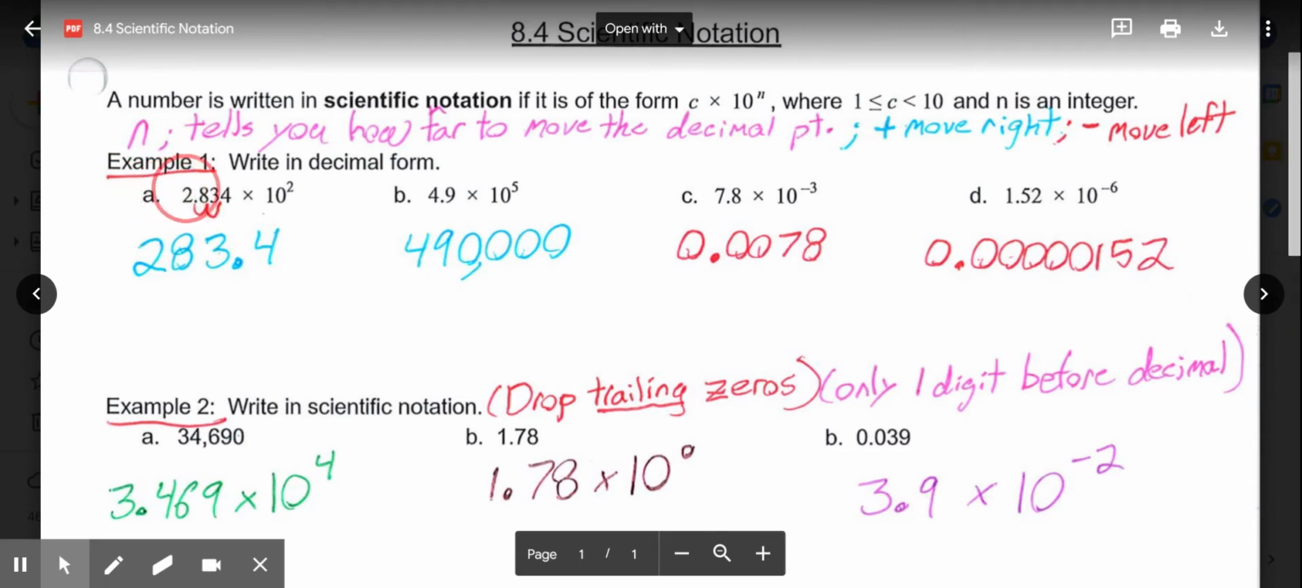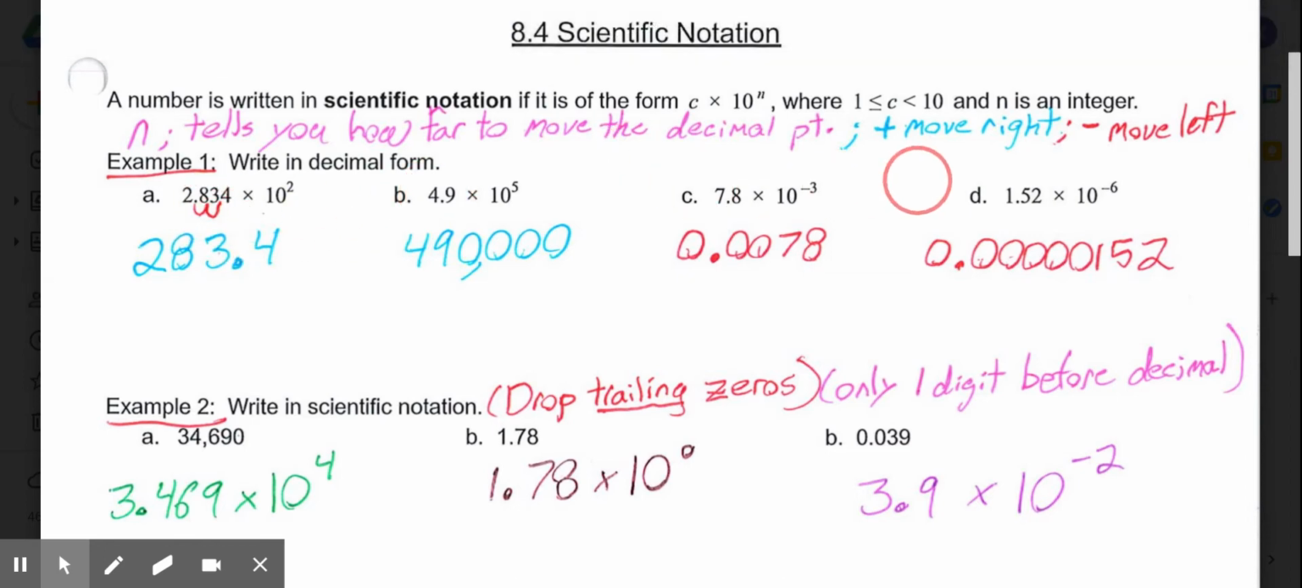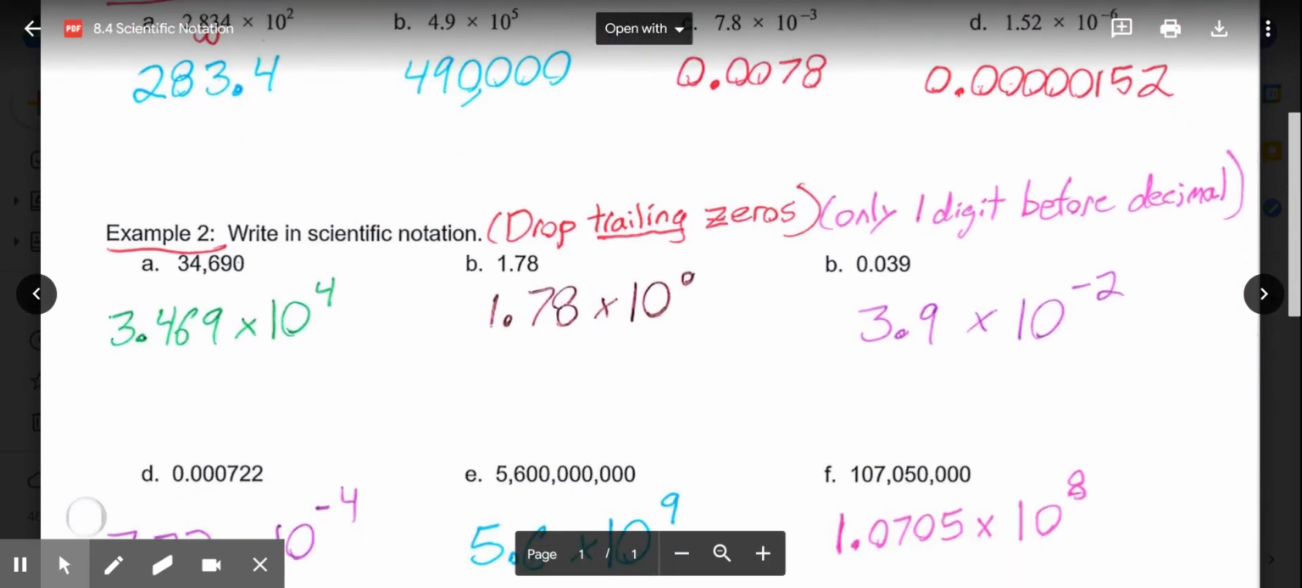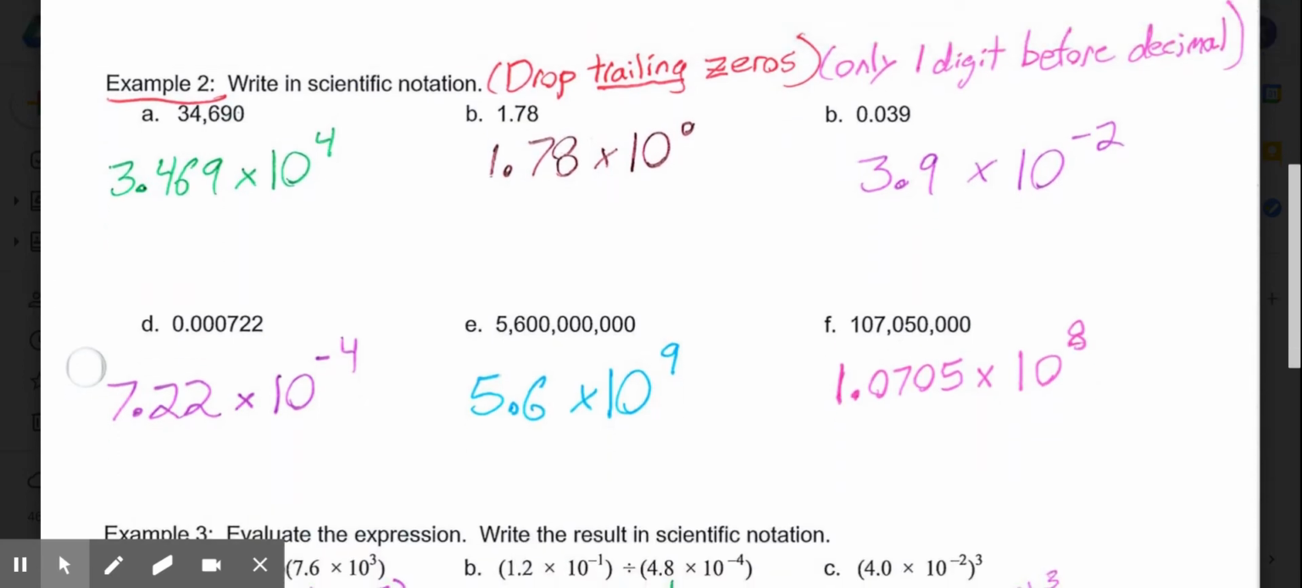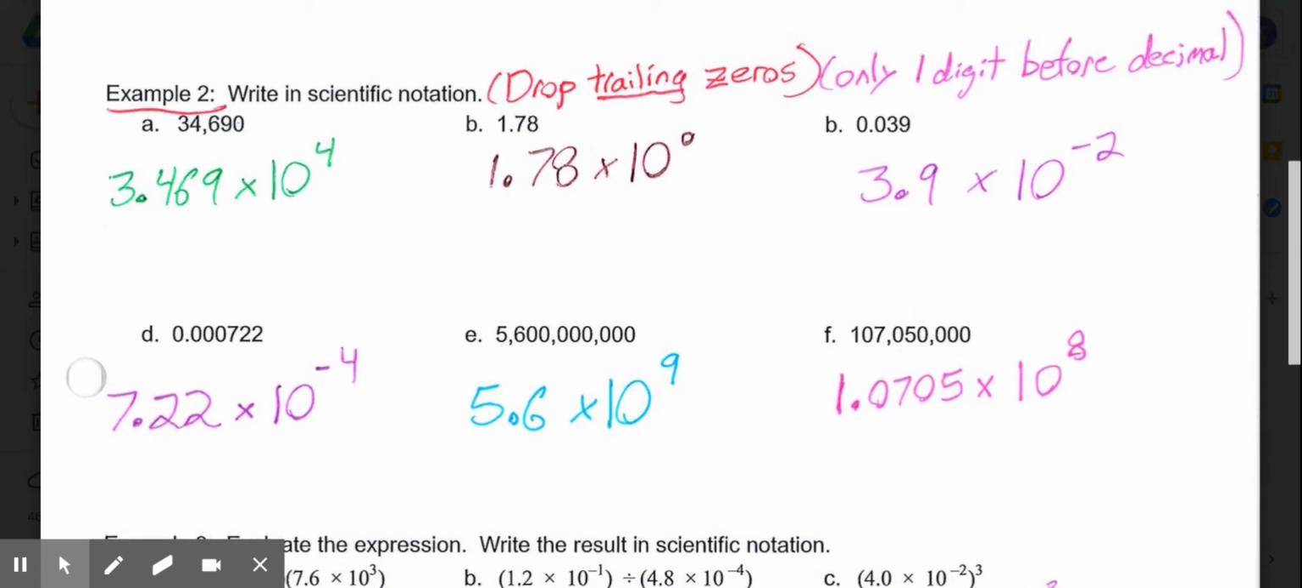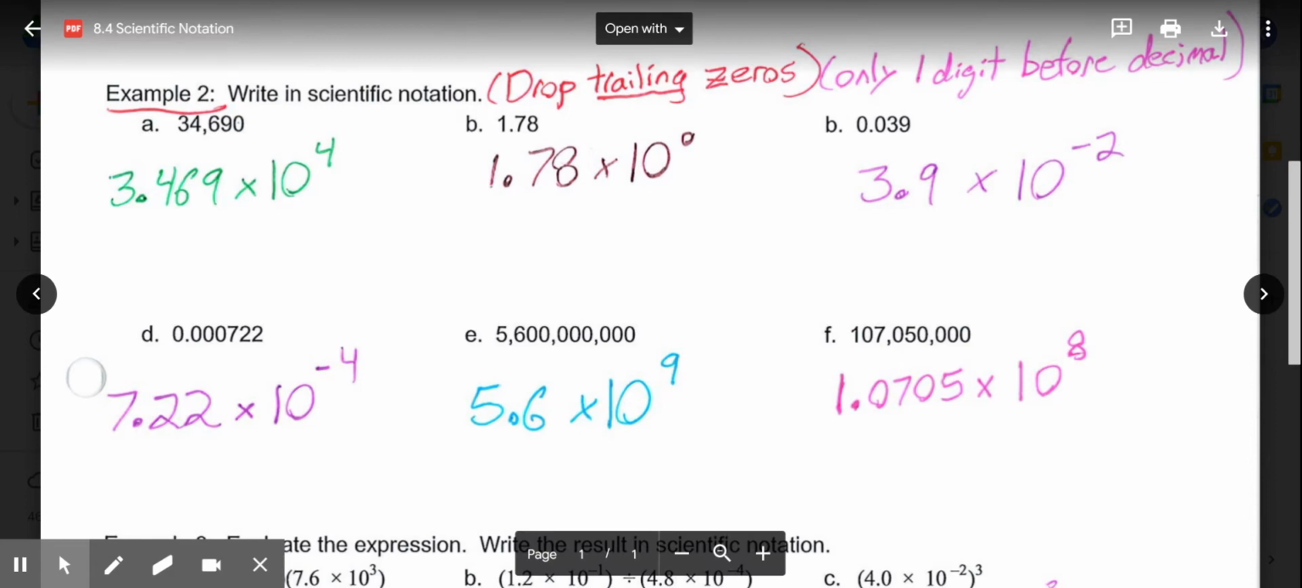So example 1, how do we convert from scientific notation to decimal form? And what you want to keep in mind is generally where scientific notation is used is for numbers that are really large or really small. So in example 2, we're going from decimal or standard notation to scientific notation. So the rules here are we want to drop trailing zeros, meaning if a number ends in zeros, we get rid of those. And in the end, we can only have one digit before the decimal.